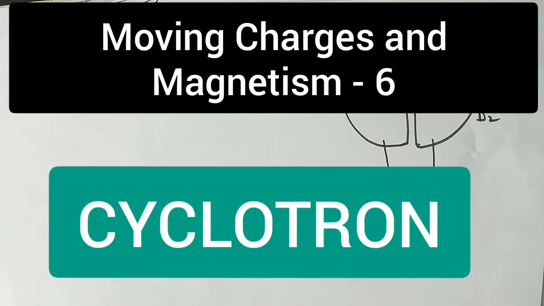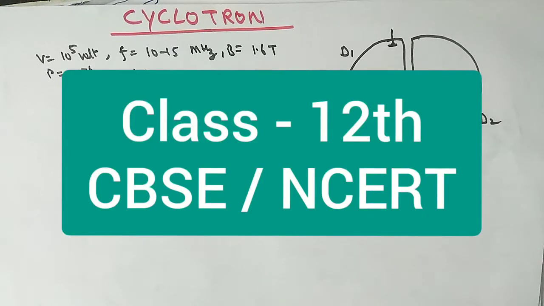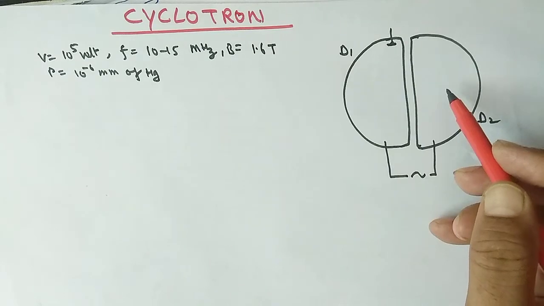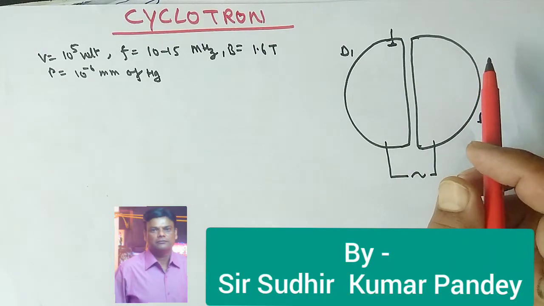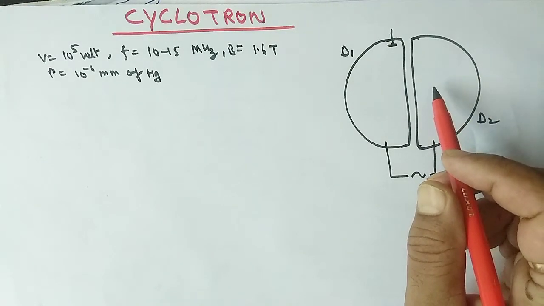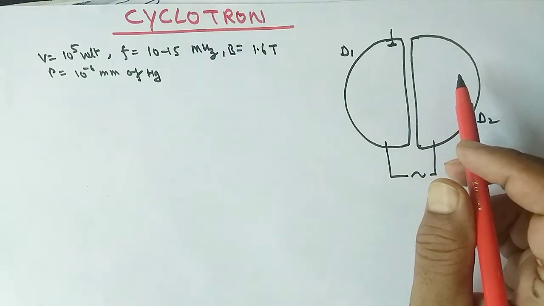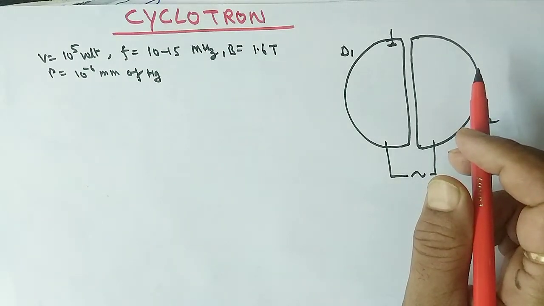Now we'll discuss a very important device, that is the cyclotron. Cyclotron is a device which was devised by Lawrence in 1932, and it is used for accelerating positive charge particles. Remember students, only positive charge particles, not the negative. So it accelerates positive charge particles like protons, etc.